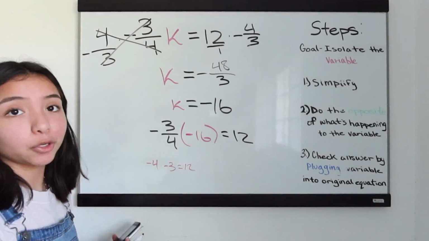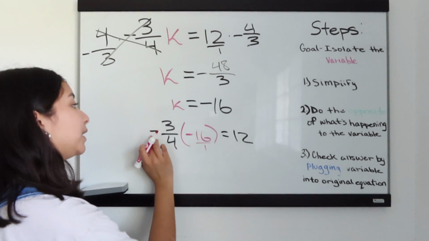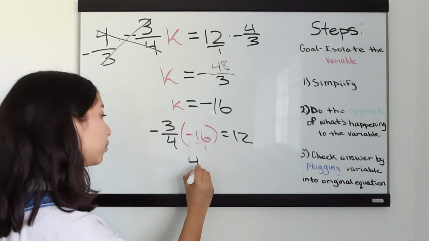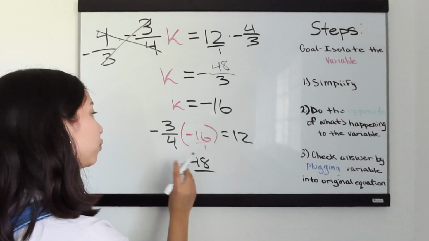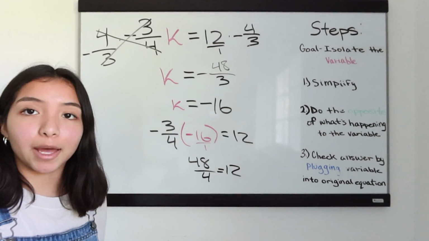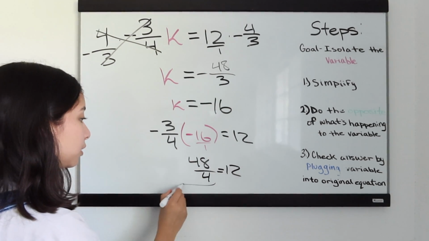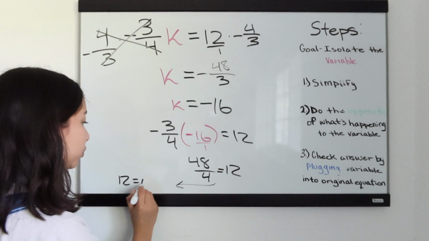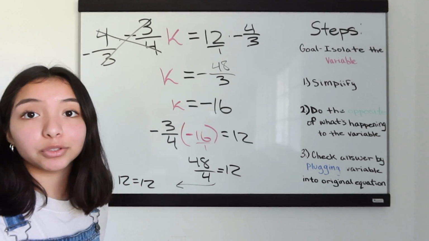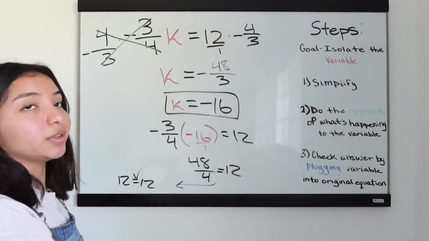You can do it pretty quickly in your head, but you can just pretend that there's a 1 over this and multiply negative 3 times negative 16, which is equal to positive 48. Those negatives cancel out. Over 4 times 1 is 4, is equal to 12. And then you can divide 48 over 4, which is 12, is equal to 12. Because 48 divided by 4 is equal to 12. And this statement, 12 is equal to 12, is true, which means that k is indeed equal to negative 16.